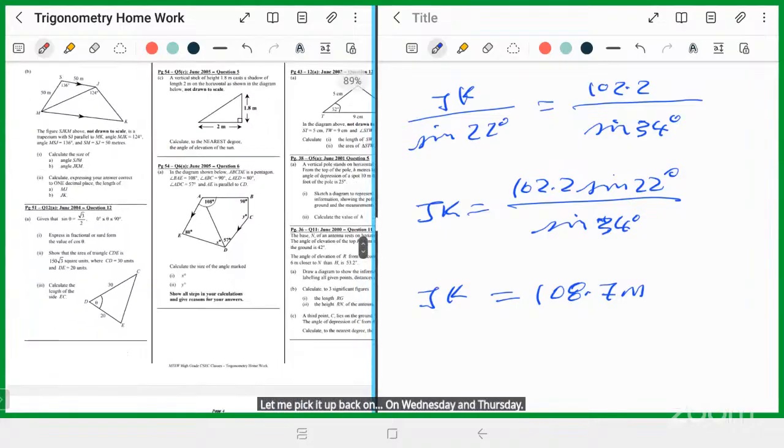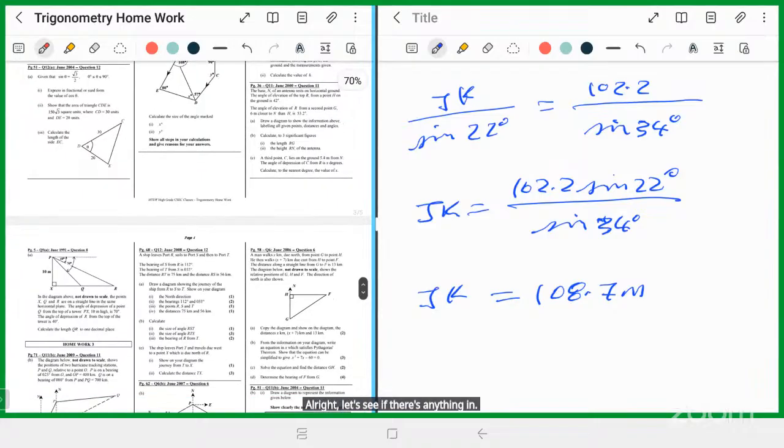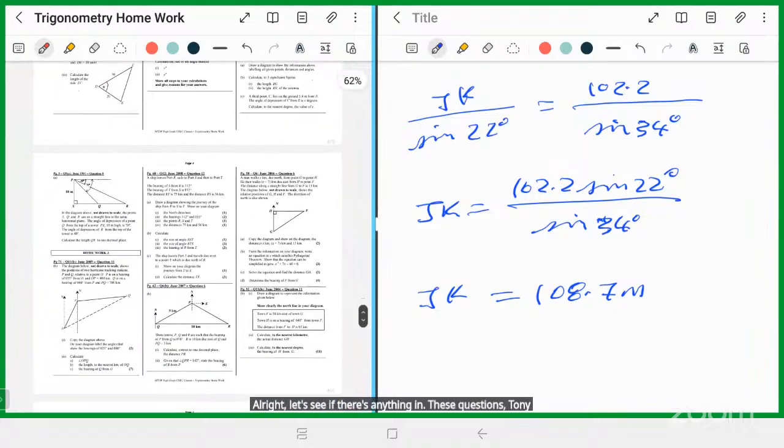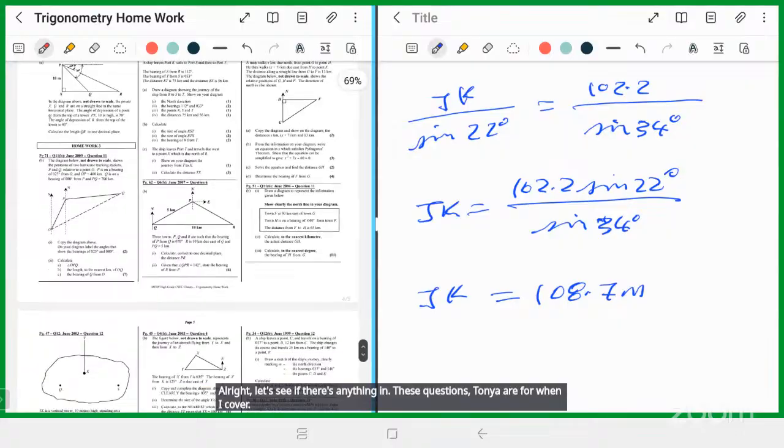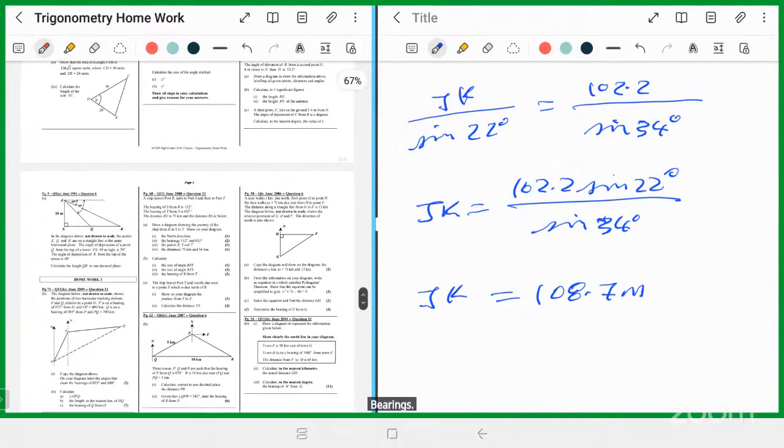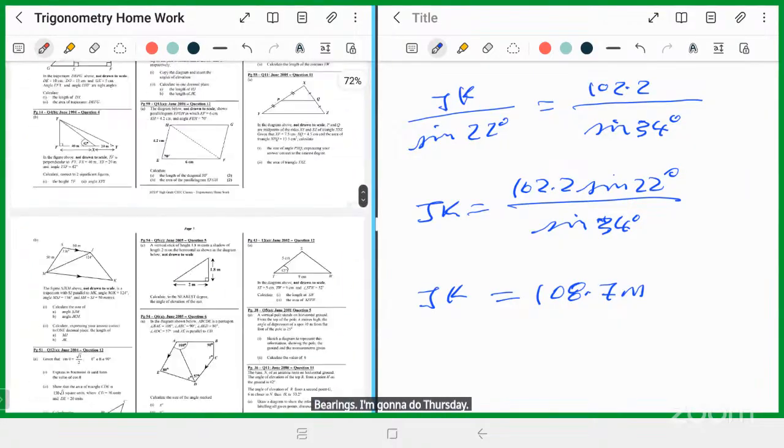Alright. Let's see if there's anything in. These questions down here are for when I cover bearings, which I'm going to do Thursday and Friday.